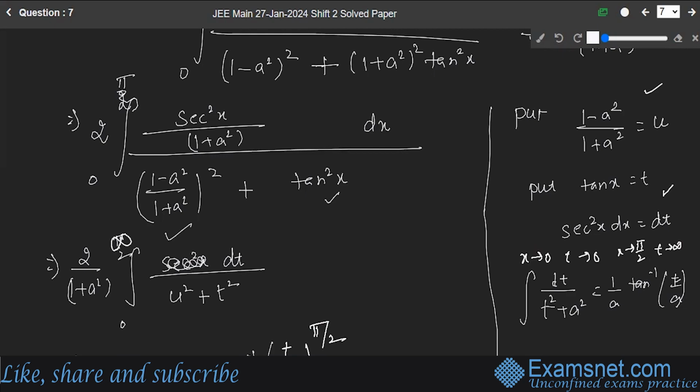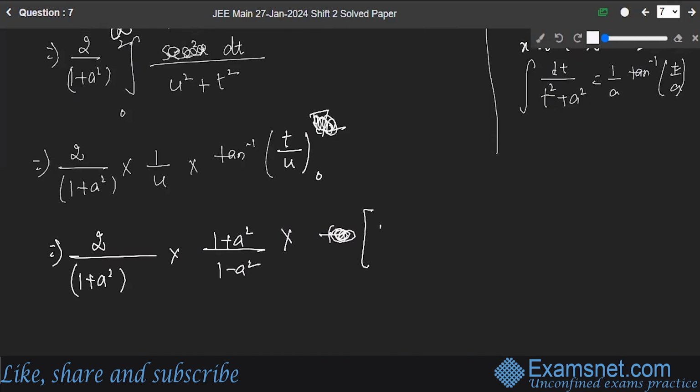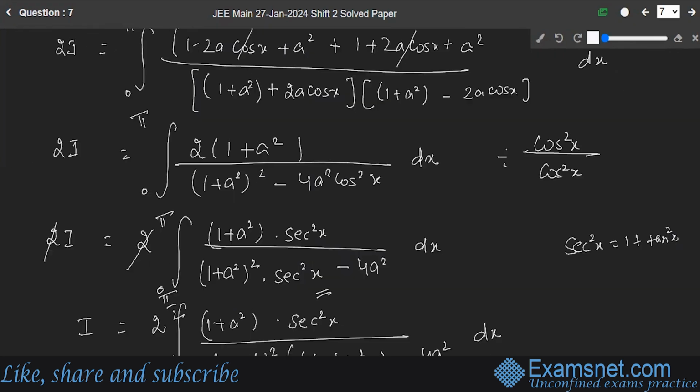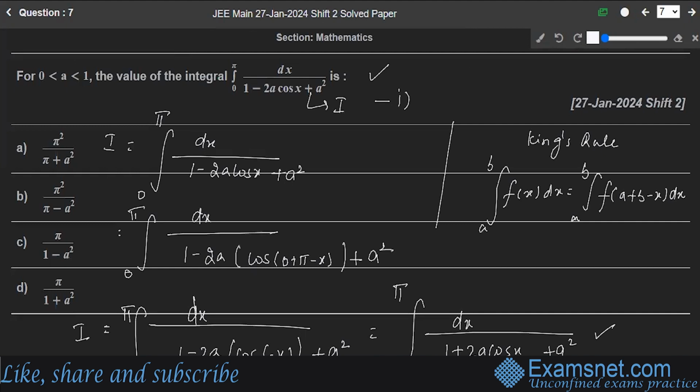So here the limits will be changed to infinity only. Also, the limit will be infinity, and here also it will be pi by 2 minus 0. Okay. When I'm putting tan inverse of infinity, that's equal to pi by 2, and for 0 also it becomes 0. Now this will cancel, and this will be equal to 2 upon 1 minus a square into pi by 2. 2 and 2 will also cancel. So this will be equal to pi upon 1 minus a square. This is the answer to the question, right? Pi upon 1 minus a square, option C stands to be the right answer.